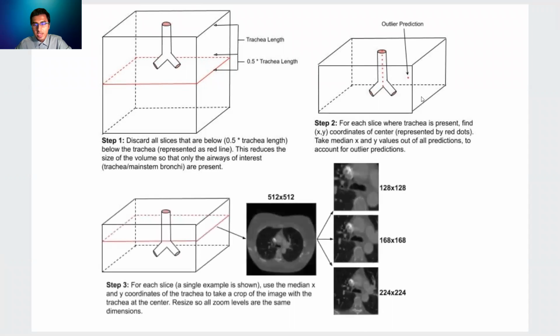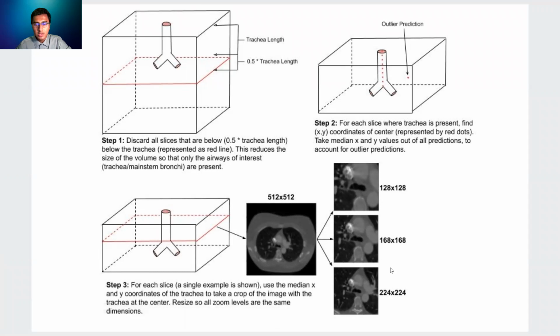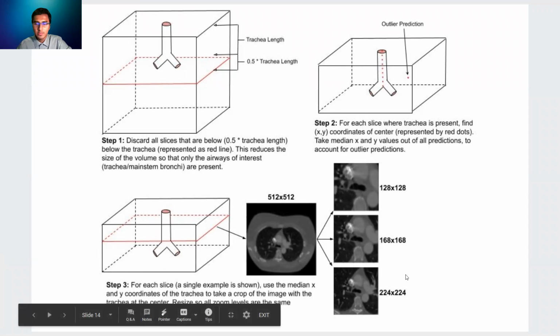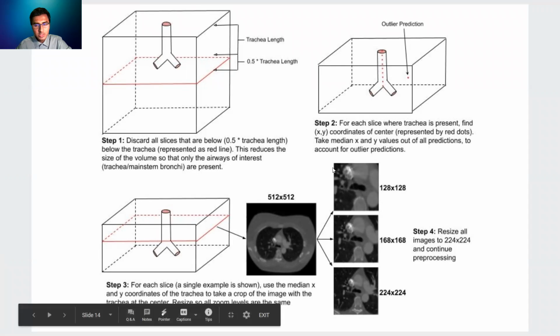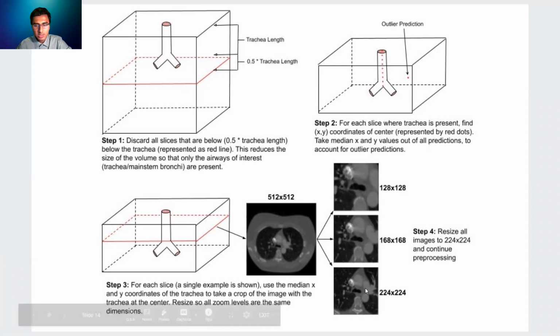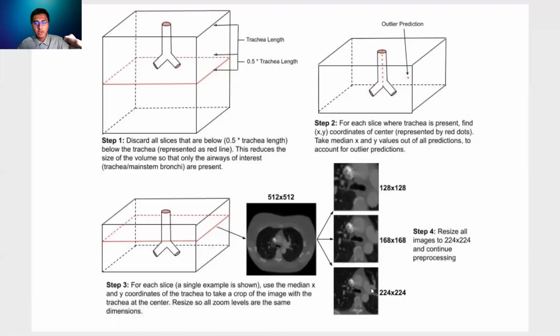We can then take a bounding box of arbitrary size about these coordinates, effectively zooming in on the airway. Lastly, the bounding boxes are all resized to 224 by 224 pixels for input into the model. Doing this makes the model more robust to airway size, which is necessary when we will be segmenting higher order airways.